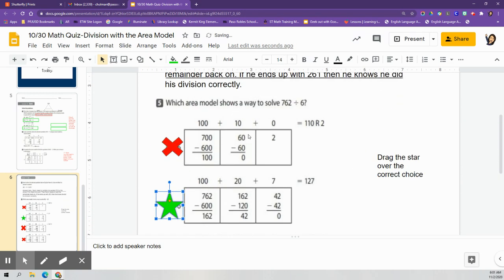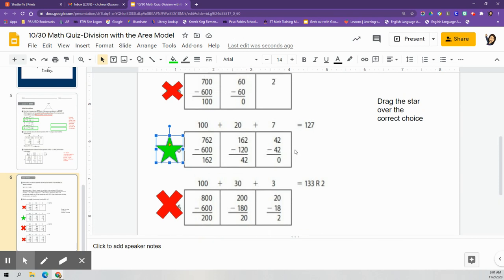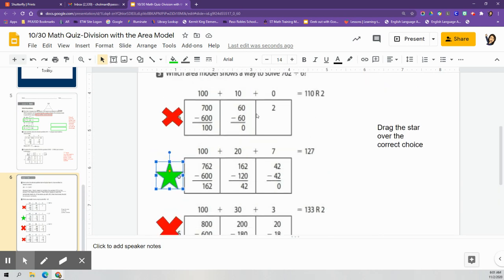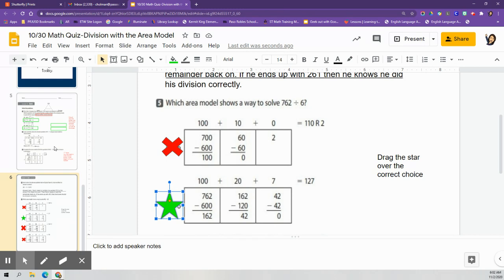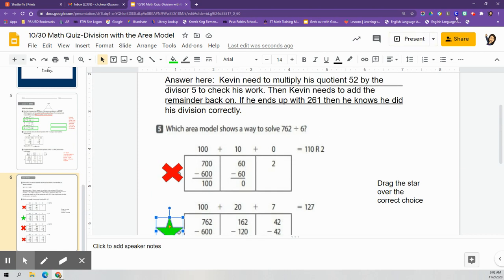So number 5 is worth 1 point. It's being able to identify the correct area model for division. And then 4 is worth 2 points. So there's 3 total points on slide 6, 7 total points on slide 5, 10 total points. Make sure that you do your test corrections and get it turned in.